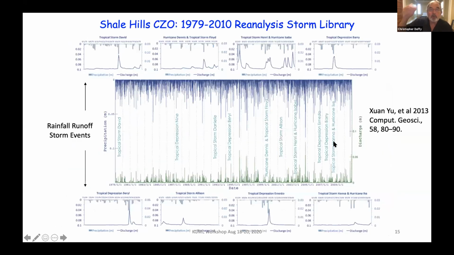Okay, so what do we do with it? A product that everybody wanted to try, and this is Xiang Li's work, where we took that historical simulation record for this small catchment and mapped out a storm library, where all the tropical storms and hurricanes that had an impact on the watershed, we pulled out. You can see the rainfall runoff curves in each of these, for each of the storms listed here. This is just one kind of thing one can do, and there are a lot of reasons why a storm library like this could be valuable to studying things like climate change or land use change and that sort of thing.